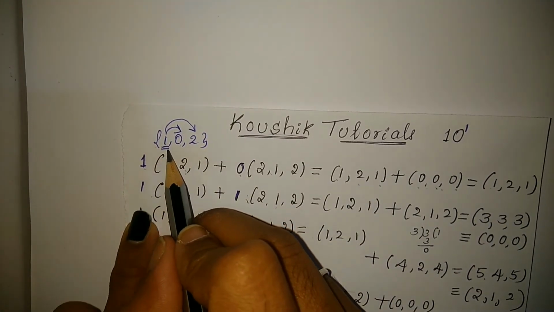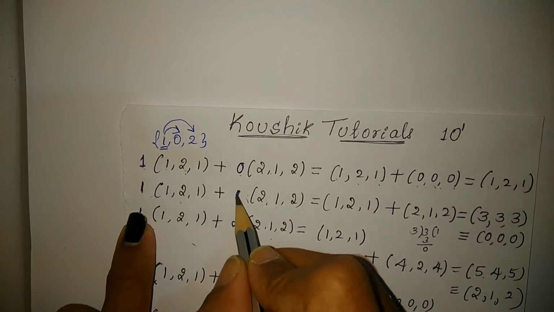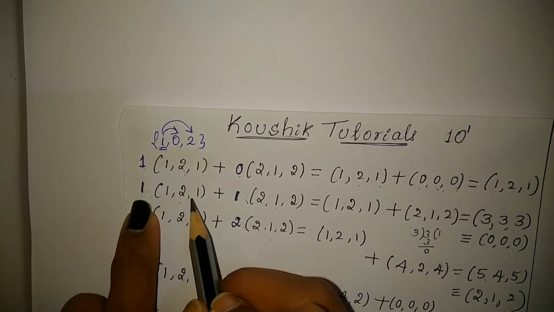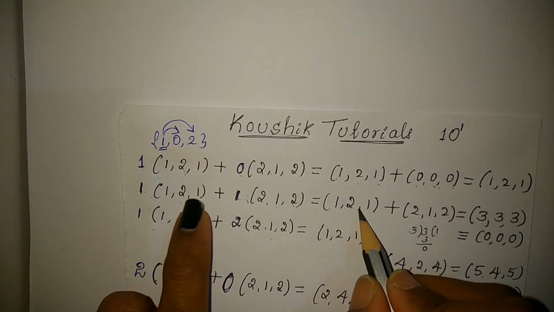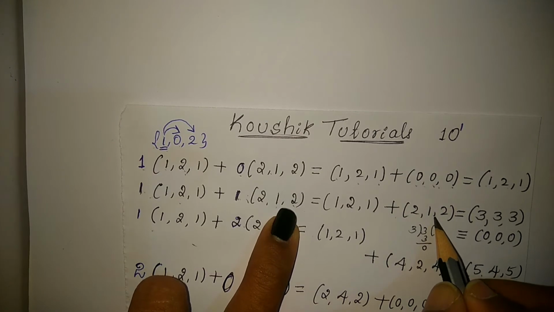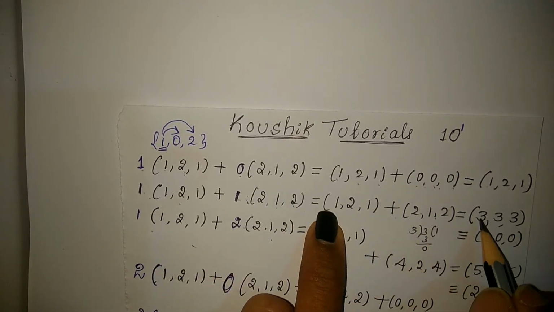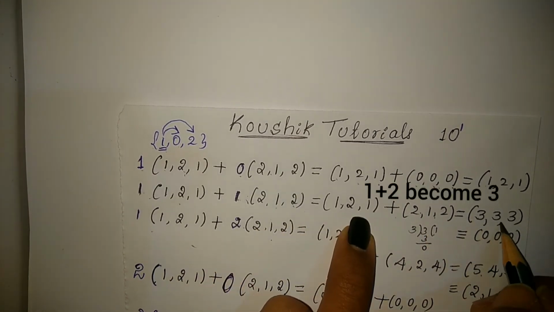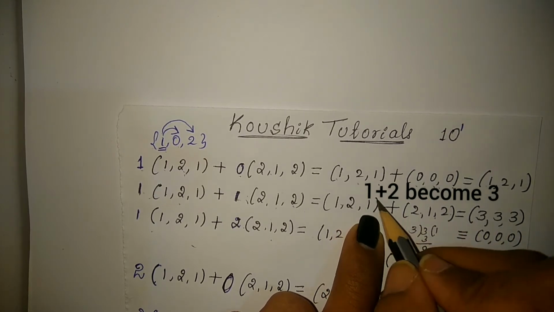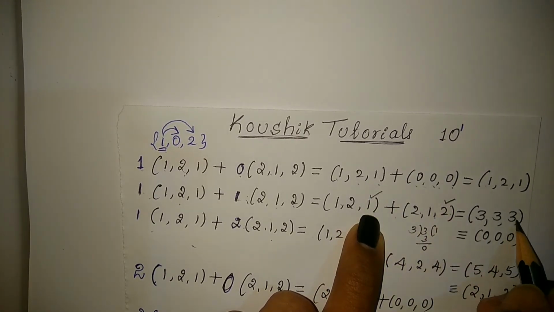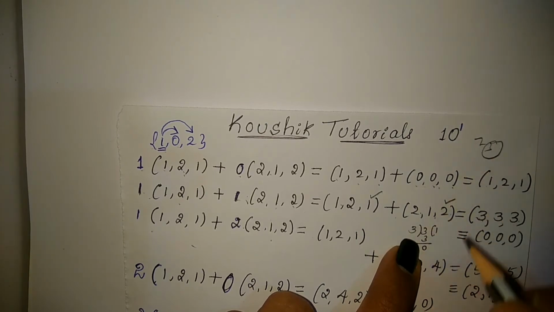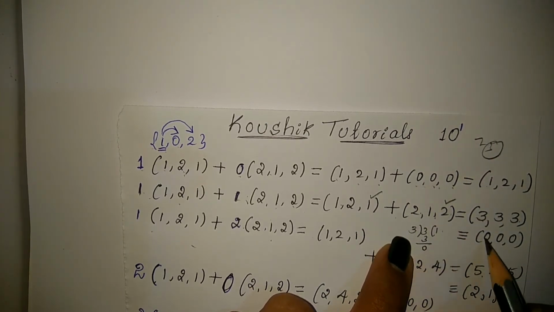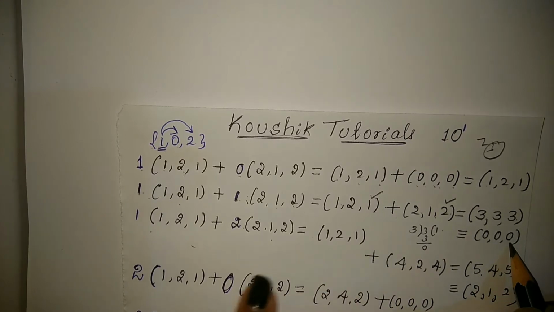Next 1 with 1. That is, I am choosing the scalar 1 with 1. So 1 into 1 2 1 plus 1 into 2 1 2. So 1 into 1 2 1 is 1 2 1 itself, plus 1 into 2 1 2 is 2 1 2 itself. So if I add, 1 plus 2 becomes 3, 2 plus 1 becomes 3, and 1 plus 2 becomes 3. But 3 is not an element of Z3. So therefore divide this 3 by 3. 3 ones are 3, remainder becomes 0. So 0, 0, 0. Okay.